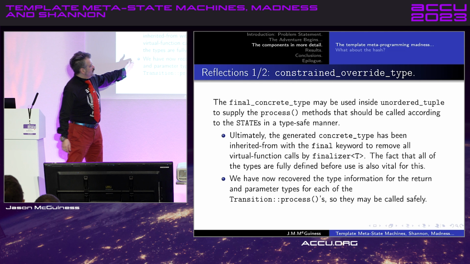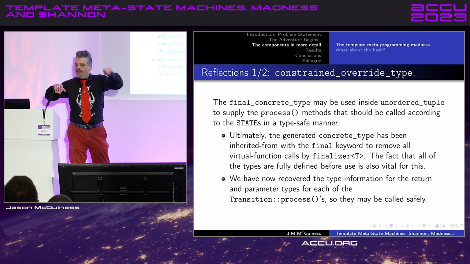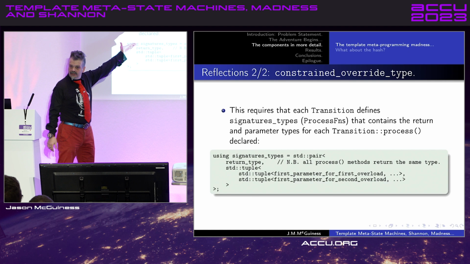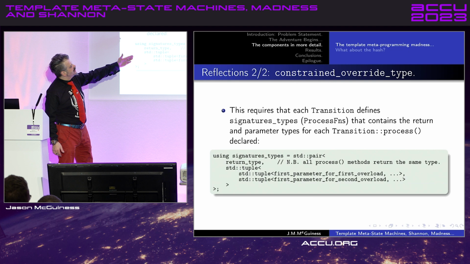Good. We can now type-safely call transition table, square brackets, operator index, dot process. We can call that type-safely. Yes, we've recovered the type information. Okay, I was talking about these signature types. What the heck is that? It's this intrusive part because we don't have reflection.